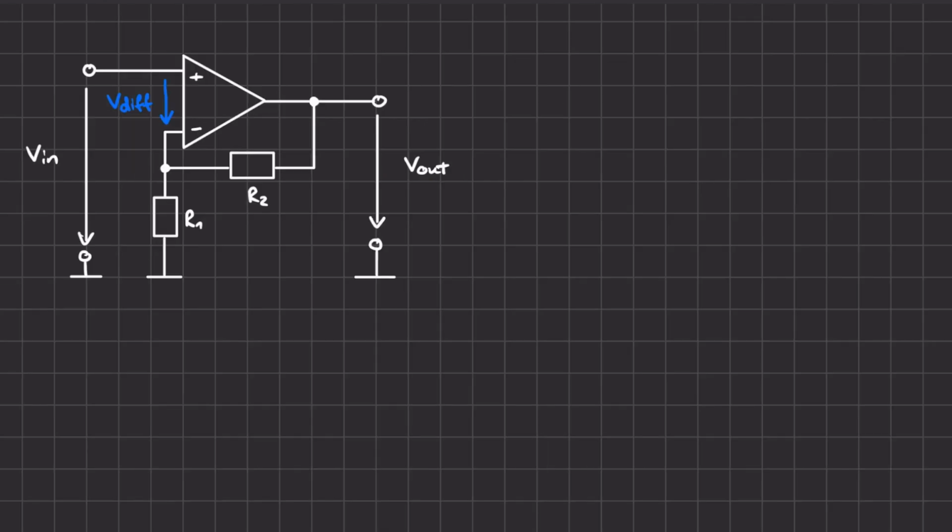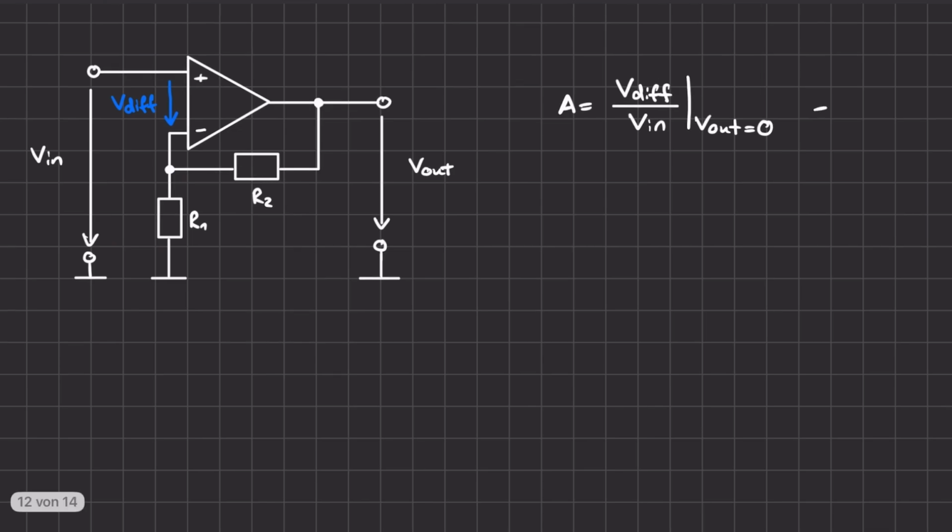Let's calculate the feed-forward factor, which is the ratio of the differential voltage to the input voltage when the output voltage equals 0. This means we could just imagine that this path is a short circuit. Because in this case no current flows through this path, we can basically just assume that the input voltage equals the differential voltage. This means the ratio of those two is basically just 1.